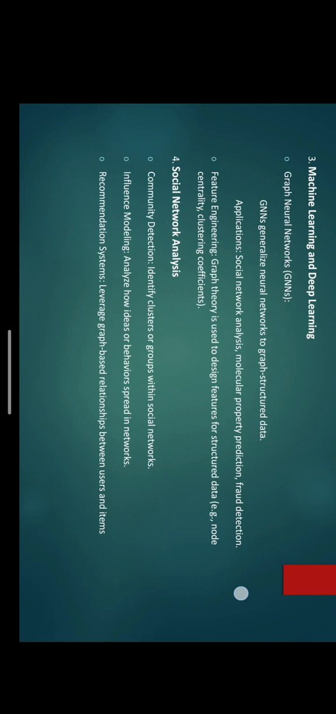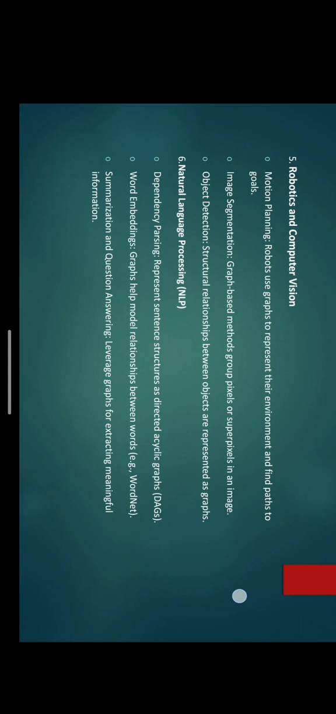Social network analysis. Community detection. Identify clusters or groups within social networks. Influence modeling. Analyze how ideas or behaviors spread in networks. Recommendation systems. Leverage graph-based relationships between users and items.